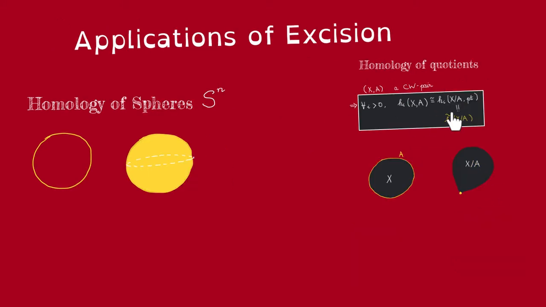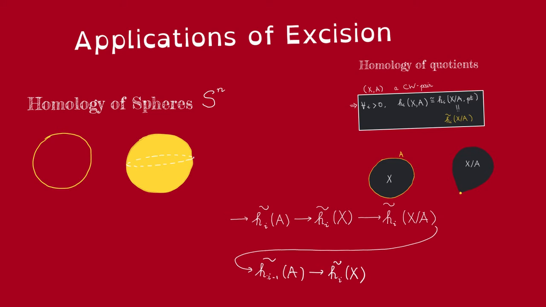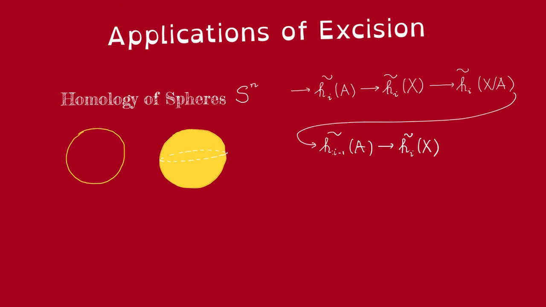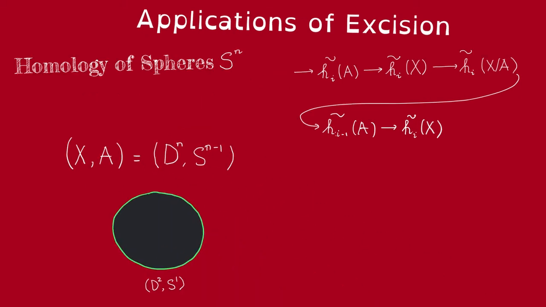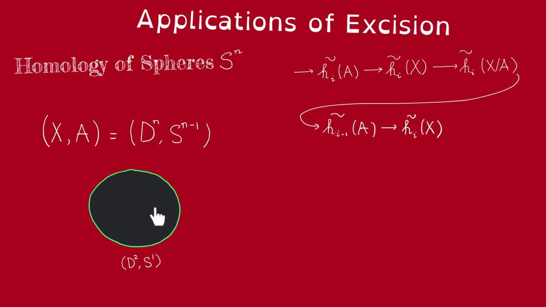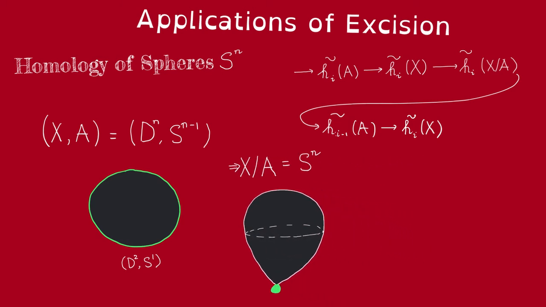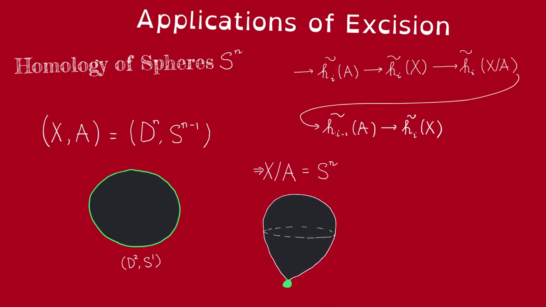Now, combining this result with the long exact sequence for homology of pairs gives us the following long exact sequence. This long exact sequence will allow us to compute homology of quotients. Now, how are spheres in any way related to quotient? Well, we can actually view spheres as quotient. If we look at the pair of the n-dimensional disk and its boundary sphere, then the quotient of this pair is just gonna be the n-dimensional sphere.